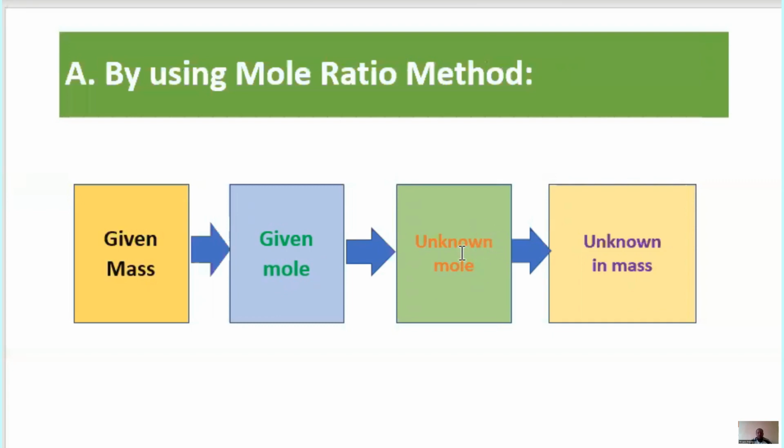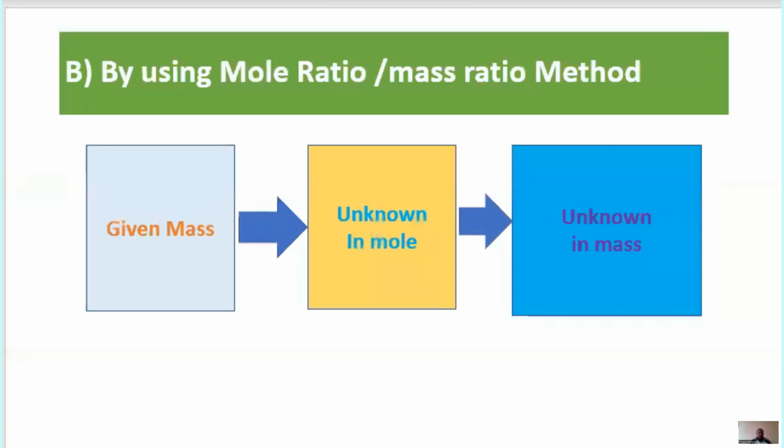The unknown mole must be converted into what? Mass. Okay, this is the longest method used to calculate mass stoichiometric problems. And the second method is using a combination of mole ratio and mass ratio method, in which there is what, a given mass, find out the unknown mole, and the unknown mole is converted into mass.